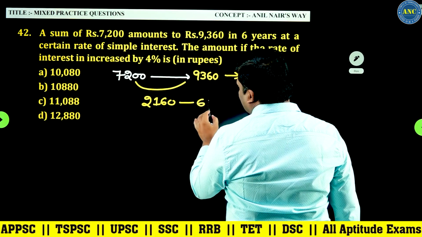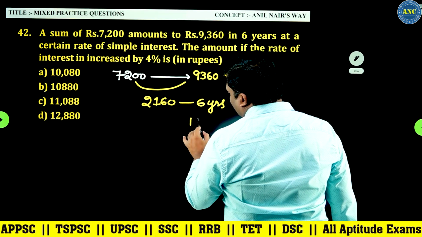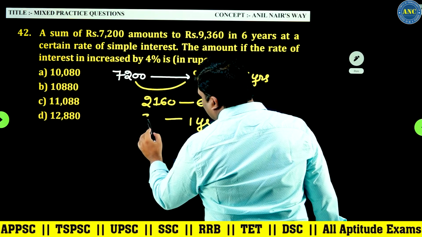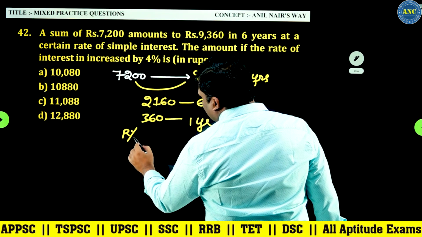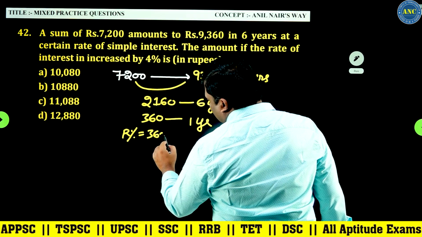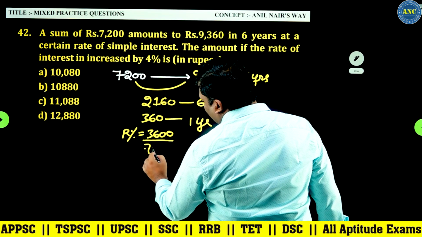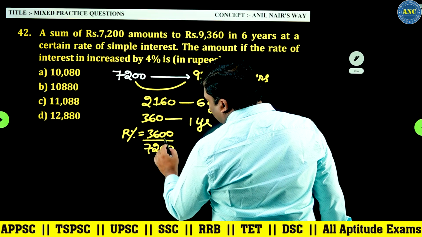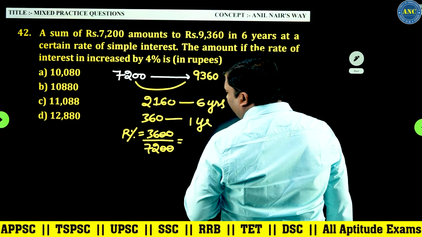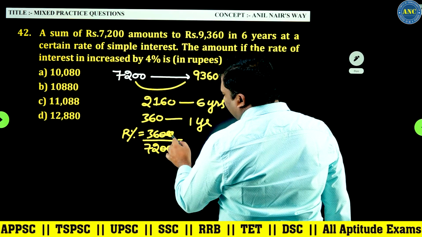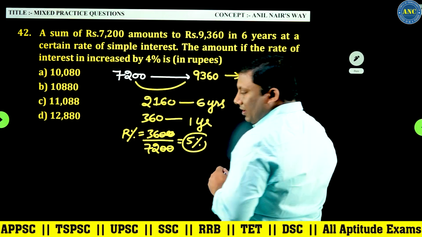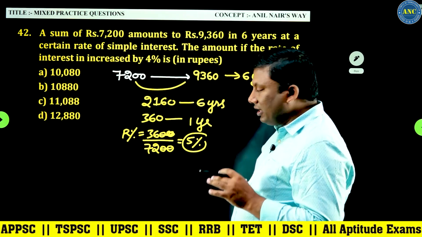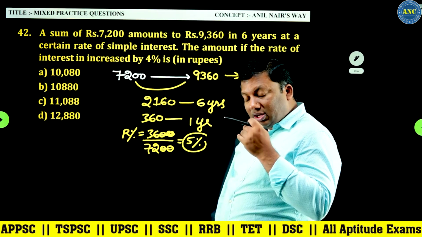For how many years? 6 years. Per year, what is the interest? 360 per year. Our percentage is interest on principal. 360 by 7,200 is 5%. Interest per year is 5%.